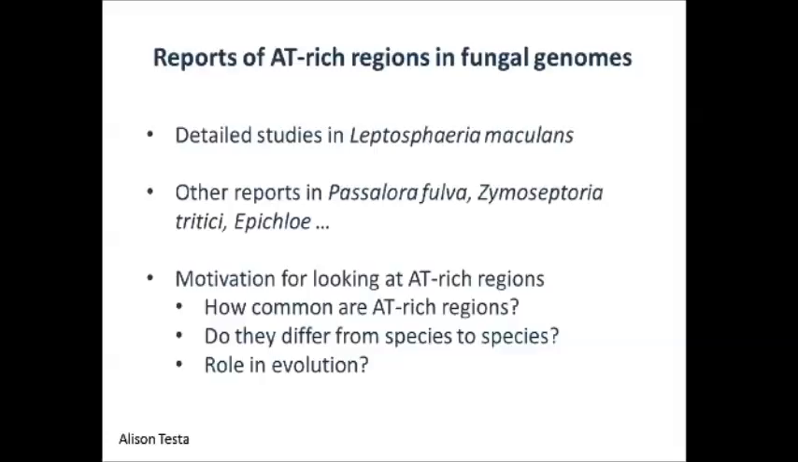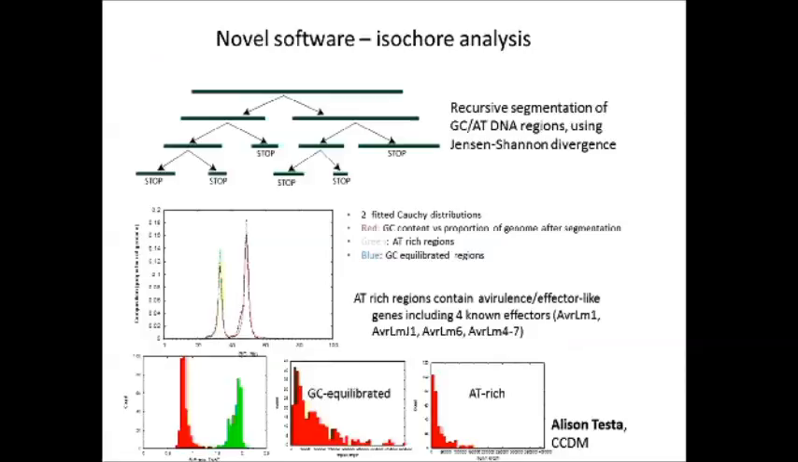There have been a fair amount of reports on single species of these AT-rich regions, particularly in Leptosphaeria, where that situation with the rapid adaptation of certain gene families was occurring, and we wanted to look at, is this situation widespread? Can we find other examples like that? So a student of mine, Alison Tester, developed this novel software called Cuticut. Basically it splits the genome up based on GC content profiles until it reaches a set of fragments which are more or less the same level.